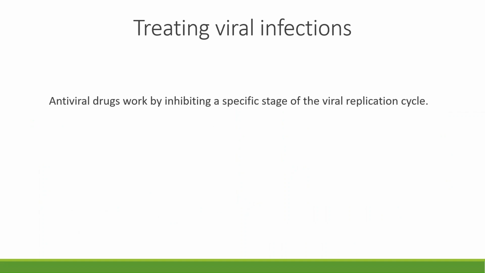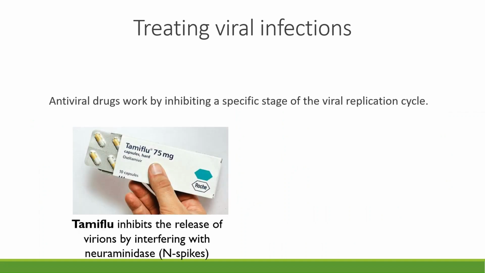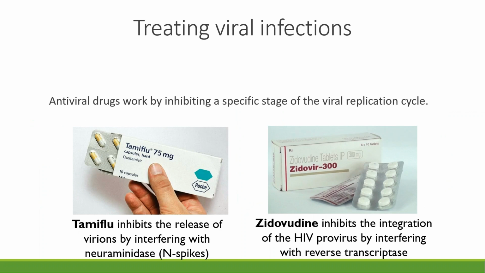We also have some antiviral drugs that work on viruses. And the way these viral drugs are discovered is we're really trying to go after those different parts in the viral replication cycle. For example, Tamiflu inhibits the release of virions by interfering with that neuraminidase, the N spikes. Again, the neuraminidase helps to dissolve the membrane to allow for release of the flu virions. And here we have a medication called zidovudine, which inhibits the integration of HIV proviruses by interfering with reverse transcriptase, which we'll talk about in a little bit here.